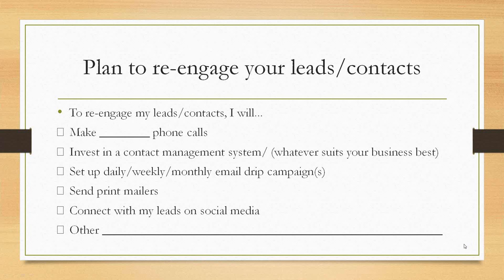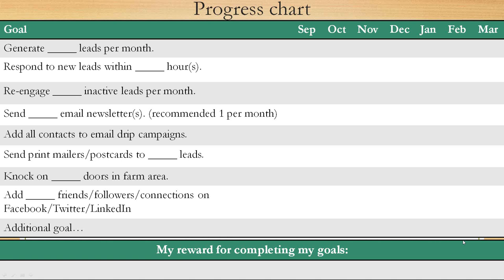Send print mailers, connect with my leads on social media, and any other item you would want to emphasize. Suppose you then make a progress chart like this. So this was your goal, okay, generate 100 leads per month. So what did you do in September? What did you do in October, November, December, like that?